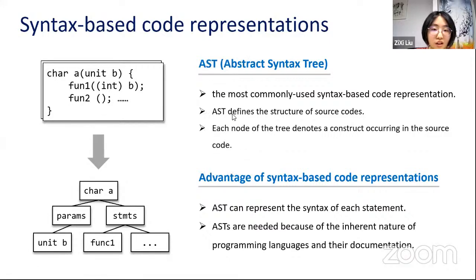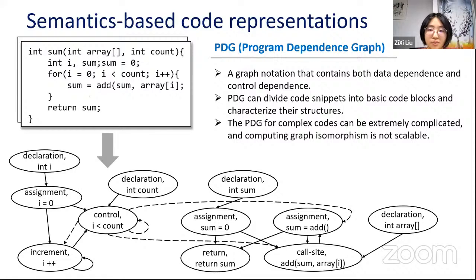Please go ahead. Let's first take a look at the syntax-based code representation. Usually, we use abstract syntax tree to represent the syntax. It is a tree graph that defines the structure of the source code. The AST has been used in many approaches in different program analysis tasks, such as code clone detection, program translation, and automatic program repair. Another commonly used semantics-based representation is PDG, that is, Program Dependence Graph.